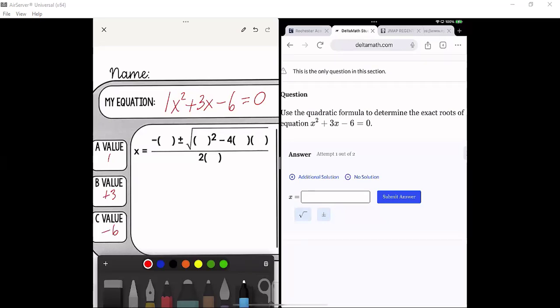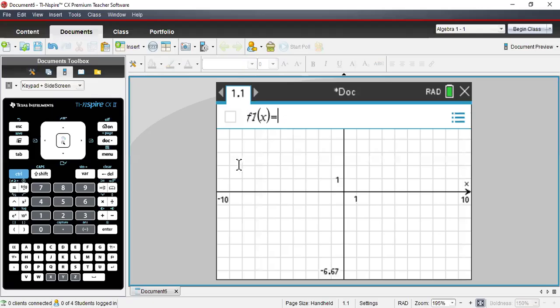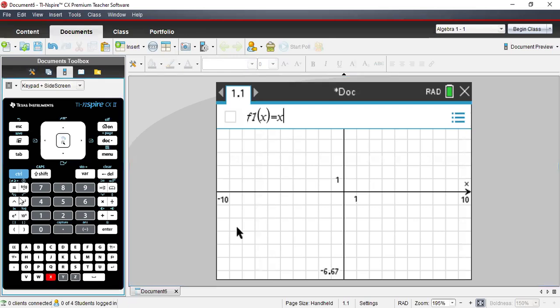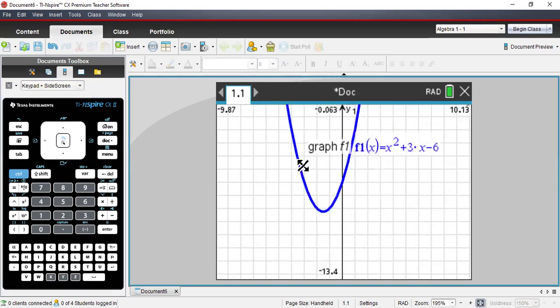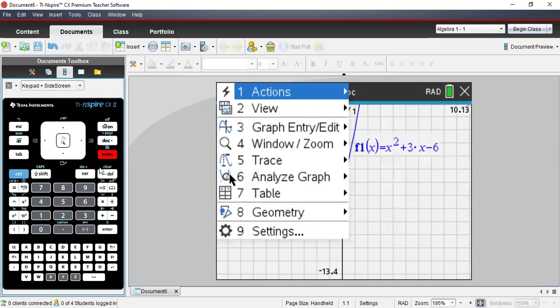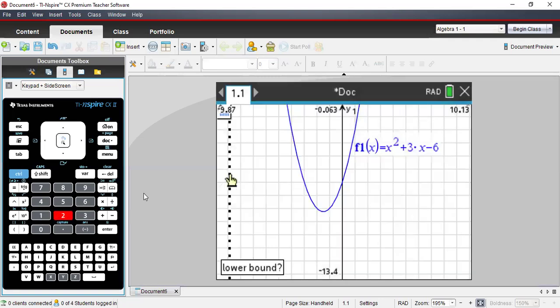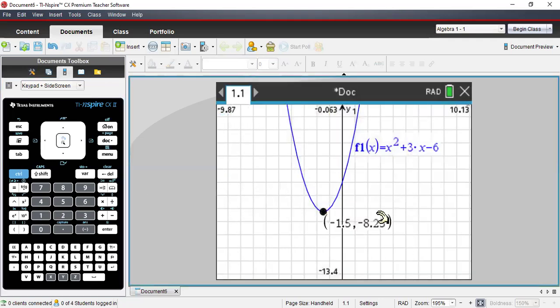Minus 6. So this is going to be 3, 1, negative 6. And then once you've done this, grab the calculator. Okay, so let me go grab it. And we're just going to enter that equation. So x squared plus 3x minus 6. Boom. Now, again, we need the minimum. We need the minimum. We're going to do menu 6, 2.